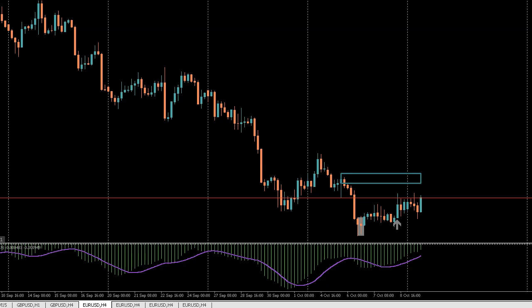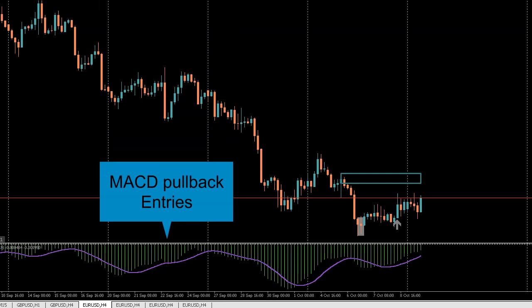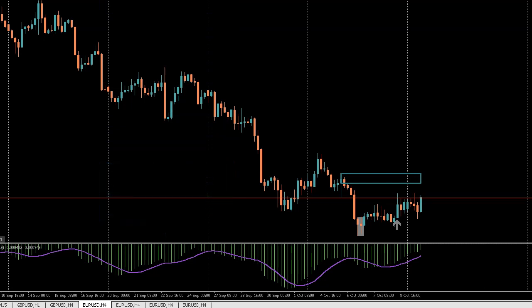And the way we're going to use the MACD, it's going to be pullback entries, more or less trend entries. Okay, so it's going to be very simple. In another video, we're going to talk about divergence, which is another strategy that we're going to be using. So right now, the way we're going to use this is very simple.